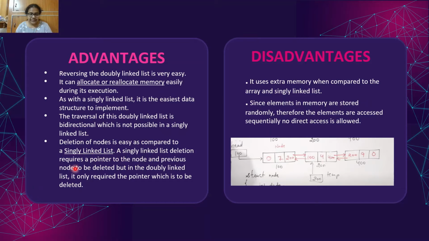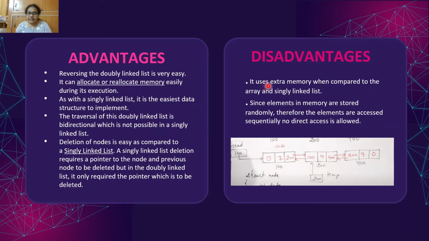In a singly linked list, deletion requires a pointer to the node and the previous node to be deleted, but in a doubly linked list, it requires only the pointer to the node which is to be deleted. So we can see we have temp here, and in temp we have 200. We have 200 over here and here, so deletion would be very easy in a doubly linked list.